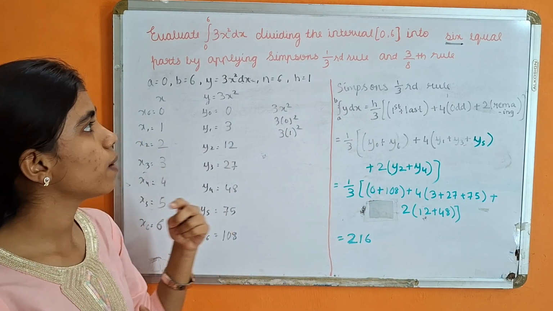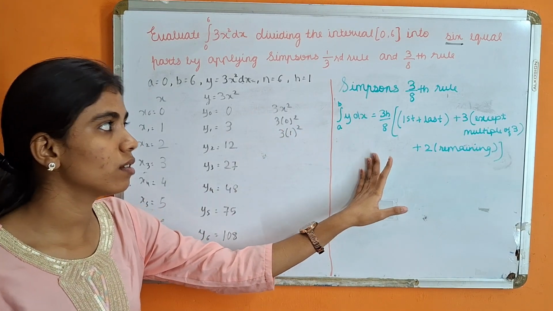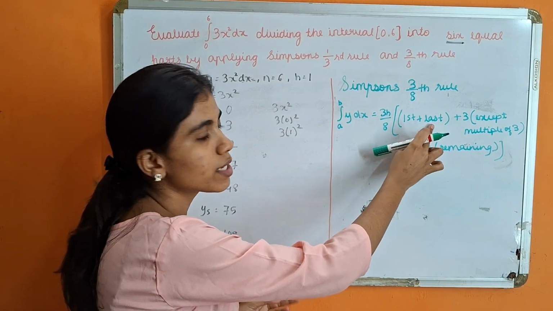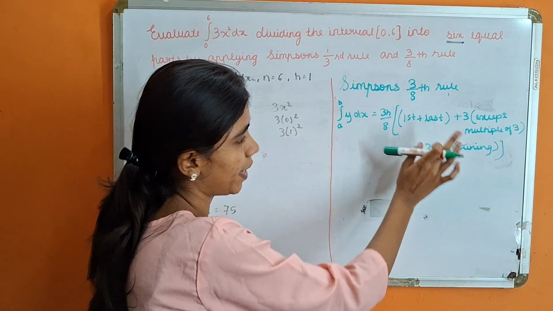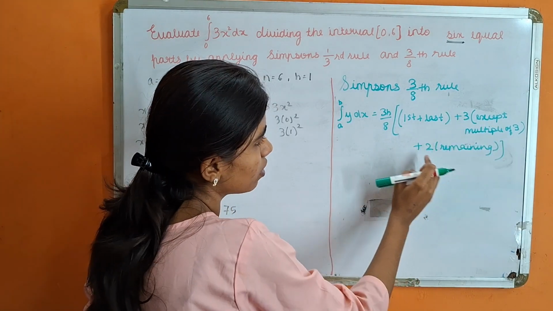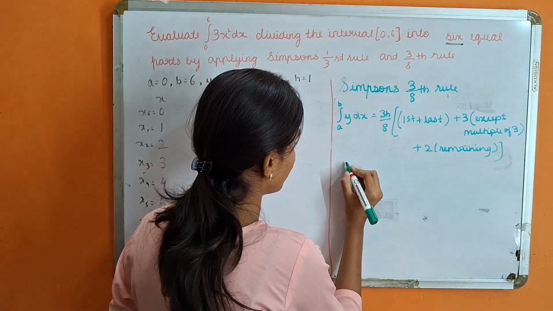Now we will solve the same for Simpson's 3/8 rule. So for Simpson's 3/8 rule, this is the formula. Formula is 3h by 8. Here it is first plus last. You know how to identify this. Plus 3 except multiple of 3. I will explain this. Plus 2, which are all the terms remaining after doing that rule.